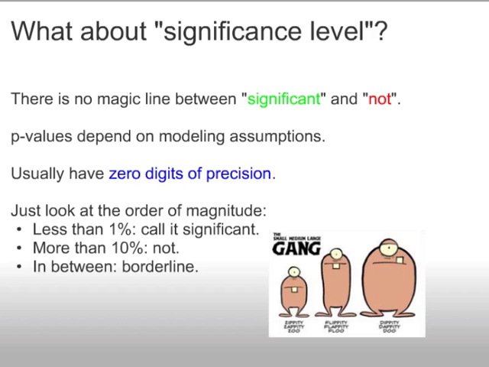I want to argue against that a little bit. I don't think there's a magic line here. If you think that 4.8% is significant and 5.2 is not, then you're taking these p-values much too seriously. We went through a modeling process to get this p-value, and we had to make a number of decisions that were maybe not arbitrary, but certainly not determined by the data. So we had to choose which test statistic we were going to use.